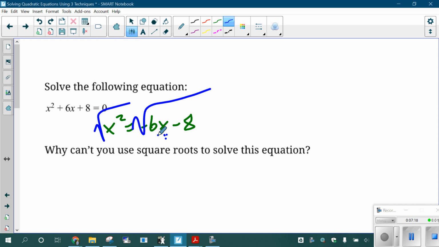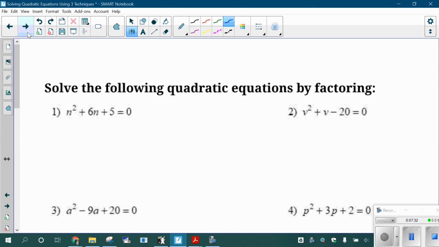That's because we're not going to use square roots here. So like this extra term here, the fact that we don't just have an x squared and a number, but that we have this x term, is going to mean we can't use square roots to solve this equation. So I hope you remember factoring as an alternative way to solve quadratic equations. Okay? So if you look at this quadratic, it's got an n squared, an n, and a number. In order to solve this, we're going to factor it.